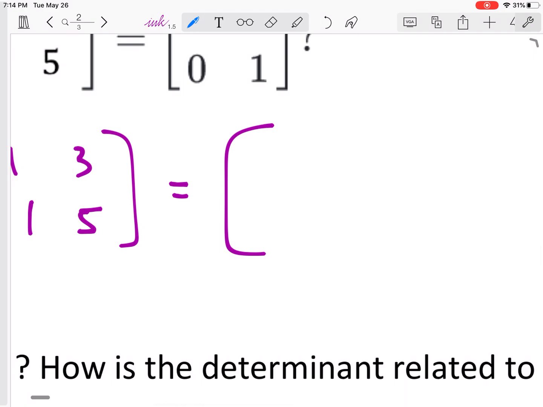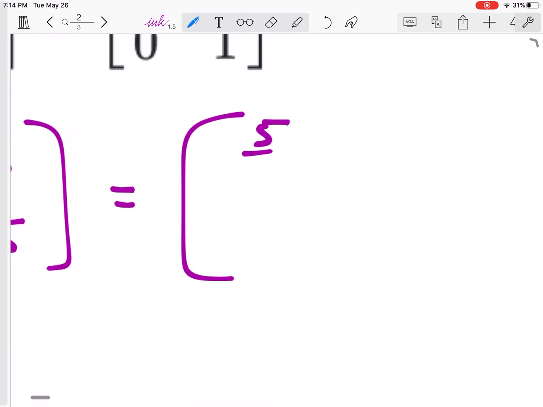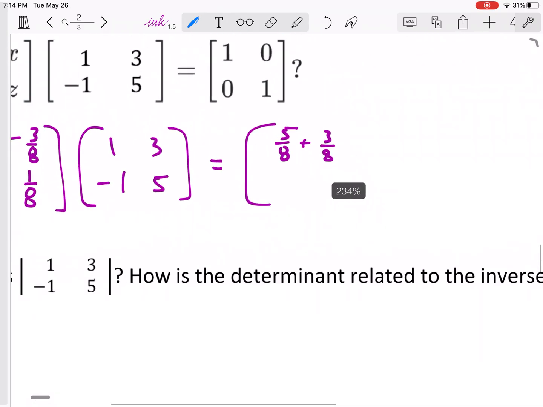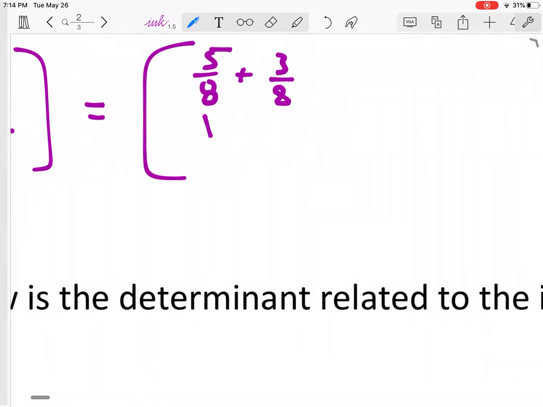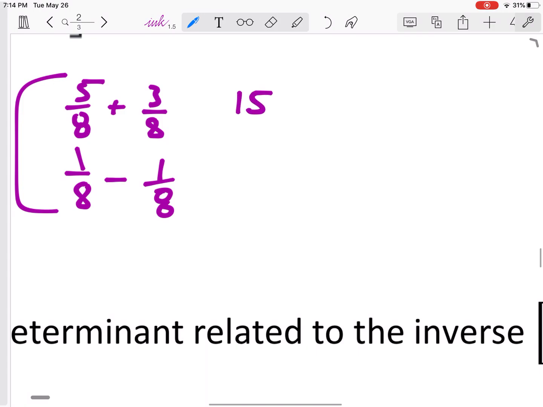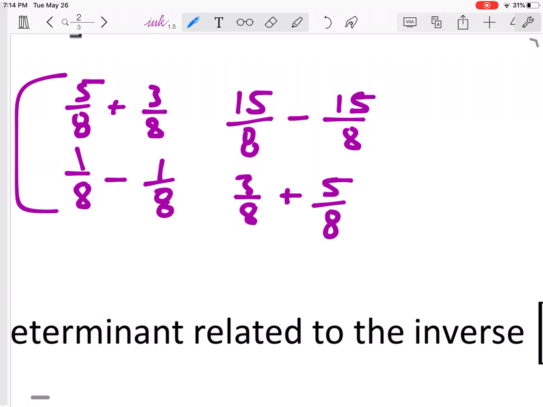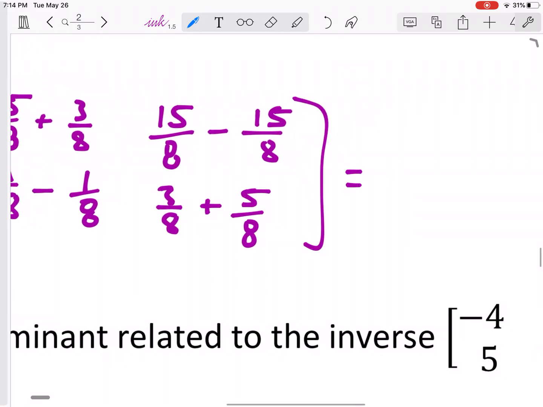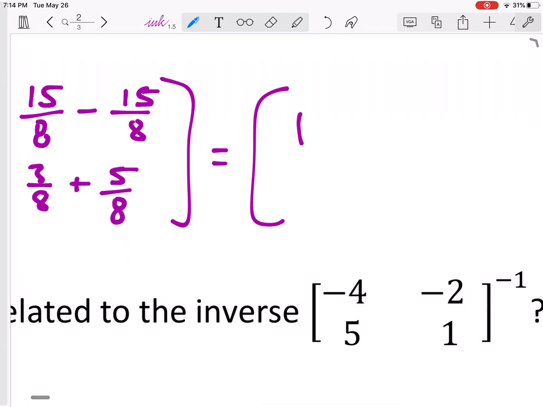I'll just give you a rundown. You should end up getting 5/8 plus 3/8 here, 1/8 minus 1/8 here, 15/8 minus 15/8 here, and 3/8 plus 5/8 here. Adding those all together, you'll see that you have 1, 1 along the main diagonal and zeros elsewhere.